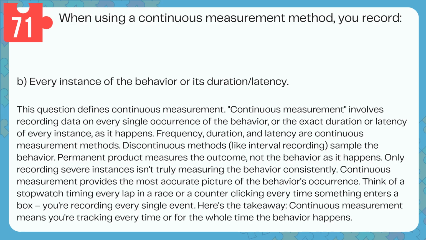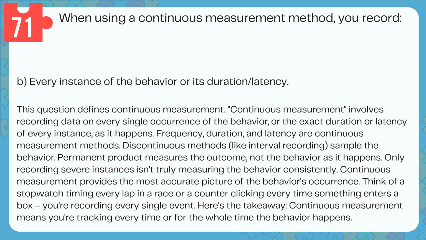This question defines continuous measurement. Continuous measurement involves recording data on every single occurrence of the behavior, or the exact duration or latency of every instance, as it happens. Frequency, duration, and latency are continuous measurement methods. Discontinuous methods, like interval recording, sample the behavior. Permanent product measures the outcome, not the behavior as it happens. Only recording severe instances isn't truly measuring the behavior consistently.